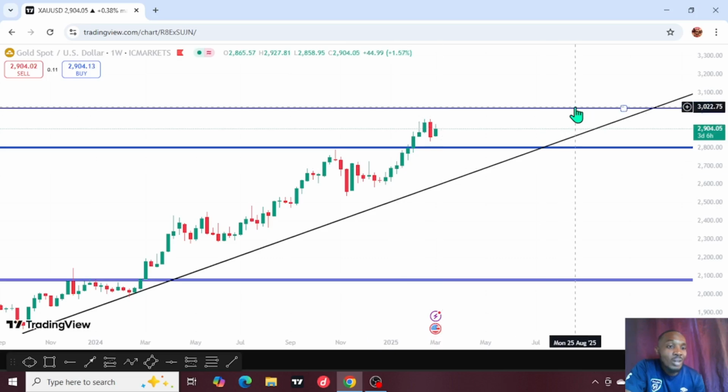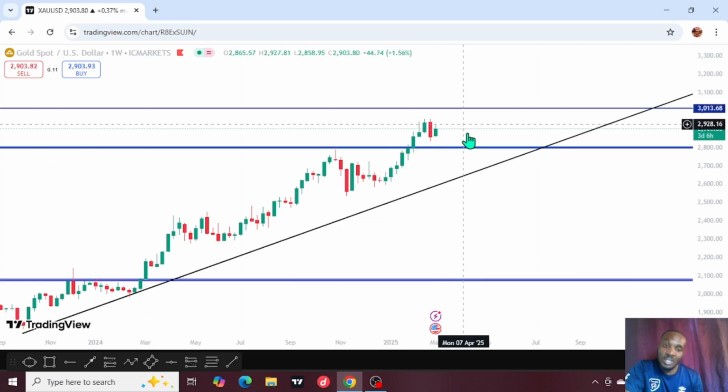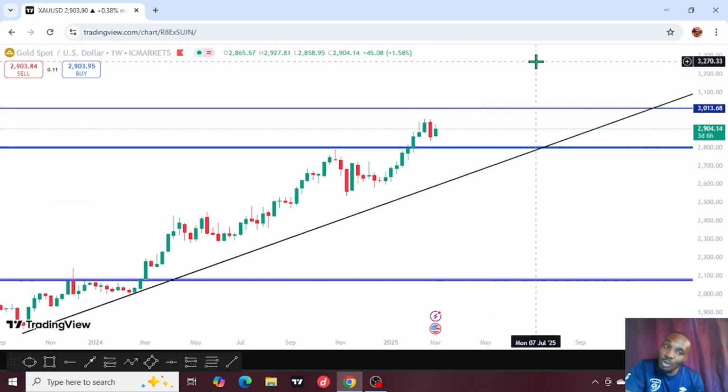Now look at another resistance that is coming to test. Is this price 3K per ounce? This is where it's coming to test. Whenever it gets here, it either reaches here, takes some sell orders and knifes down again, or it could get here, break above it and keep going higher.